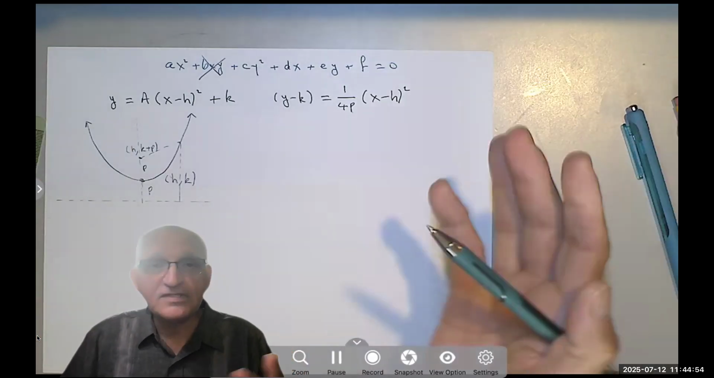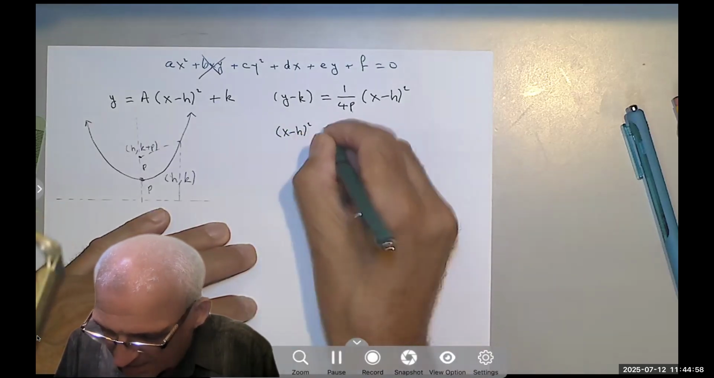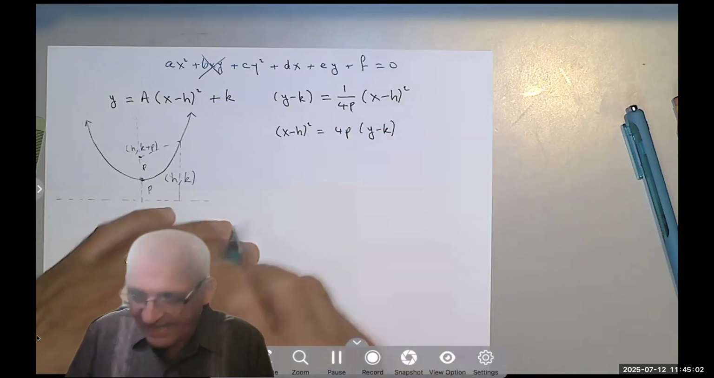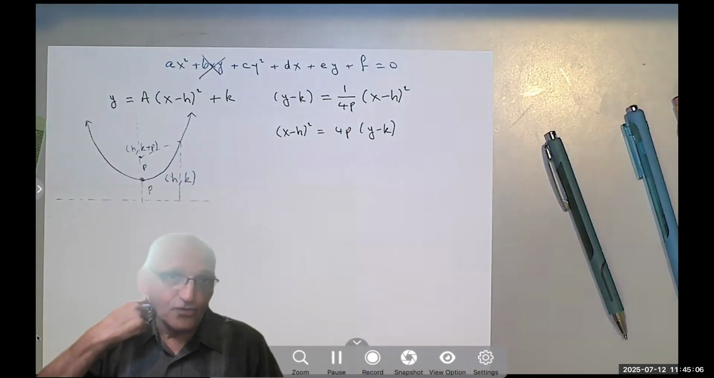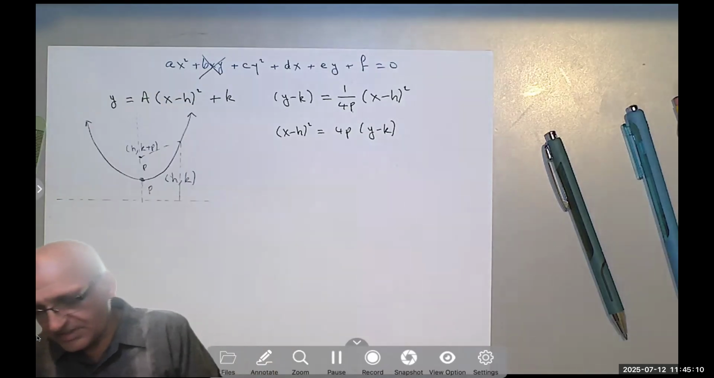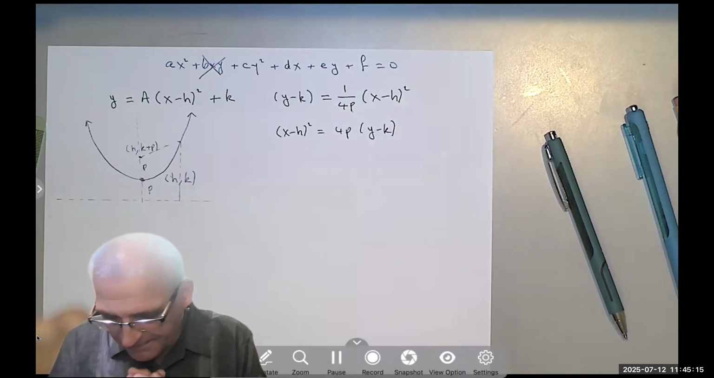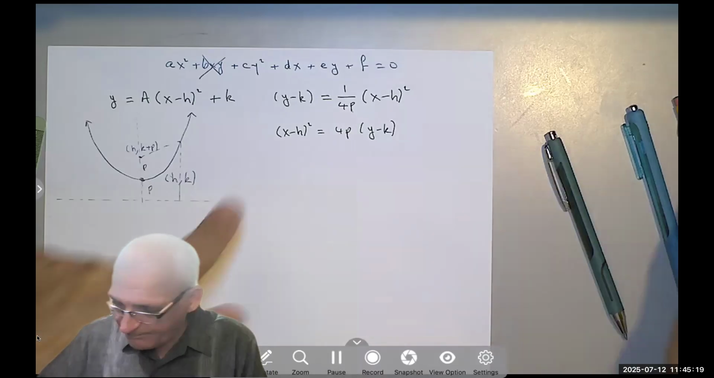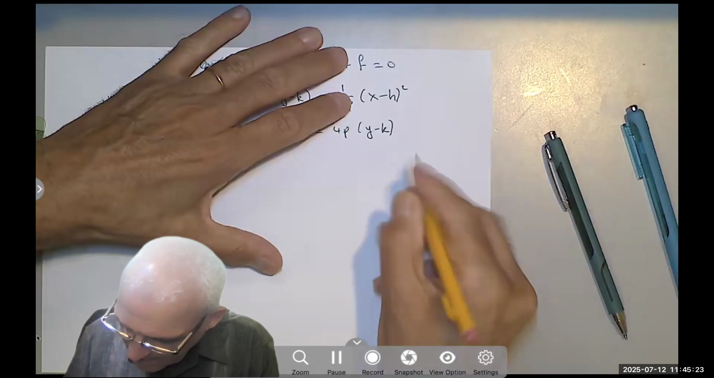You'd multiply both sides by 4p and you get (x minus h) squared equals 4p times (y minus k). And in that case, this number right there, you just divide it by 4 instead of taking the reciprocal and then dividing by 4, or instead of multiplying by 4 and then taking the reciprocal. Anyway, so let's take another one.